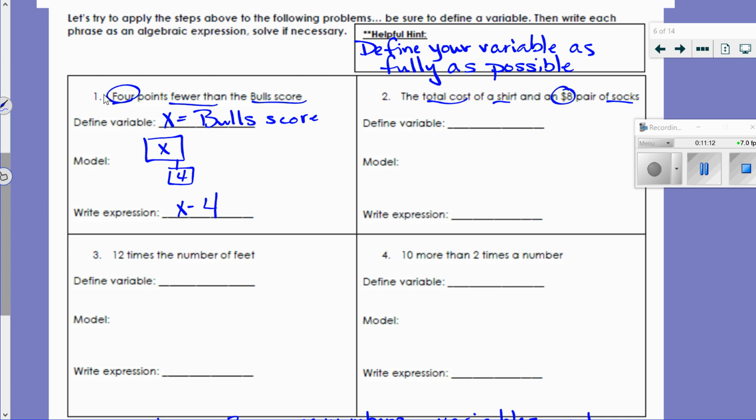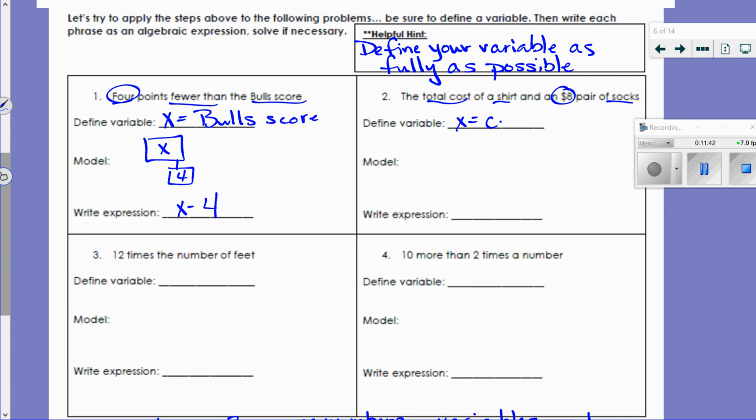X? I like X. I heard someone say S. I would avoid using S because a lot of you guys, your S looks a lot like a 5, which can get very confusing. For those same reasons, I wouldn't use a 0, an O, because it looks like a 0. I wouldn't use a T because that looks like a plus sign for some of you. So there are certain letters I really do encourage you not to use as variables. If you get used to X and Y, it makes it very easy.